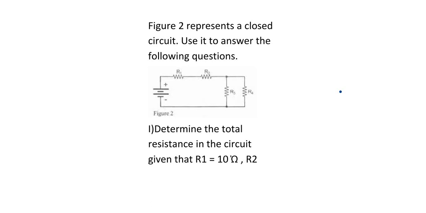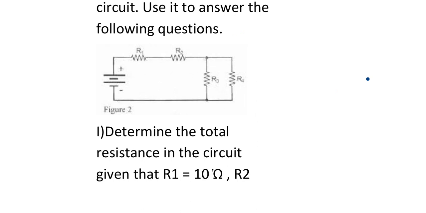Figure 2 represents a closed circuit. Use it to answer the following questions. So this is the figure, where we have resistor R1, resistor R2, R3 and R4. This is figure 2. We have the supply here.